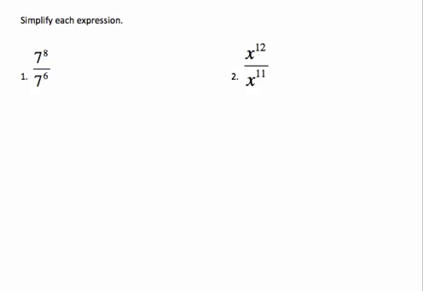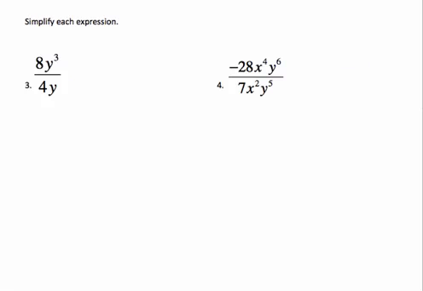Let's take a look at an example. Okay, if we have 7 to the power of 8 divided by 7 to the power of 6, we subtract the exponents and we get 7 to the power of 2, which equals 49. Okay, and if we had x to the power of 12 divided by x to the power of 11, you subtract the exponents, you get x to the power of 1, or just x.